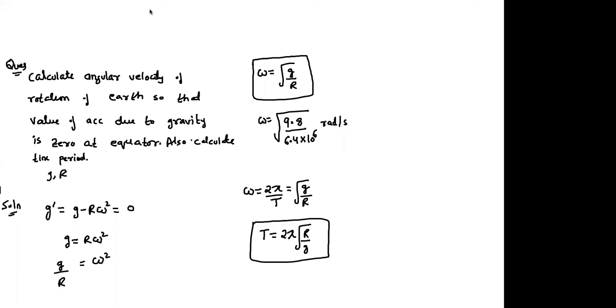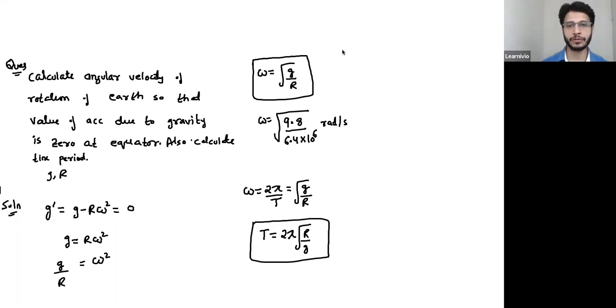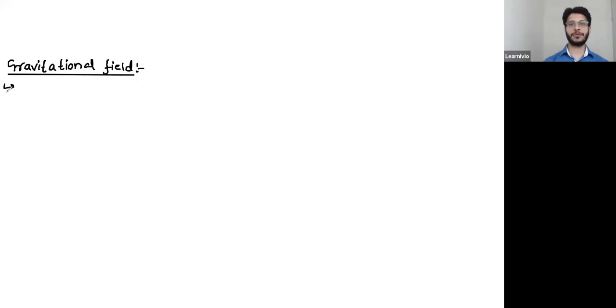So that was all about acceleration due to gravity. You will get at least 1 or 2 questions from acceleration due to gravity. It's a major topic. After acceleration due to gravity, the next one is gravitational field. So I'm erasing it. See, gravitational field. What is gravitational field? Gravitational field is simply the space around the mass.